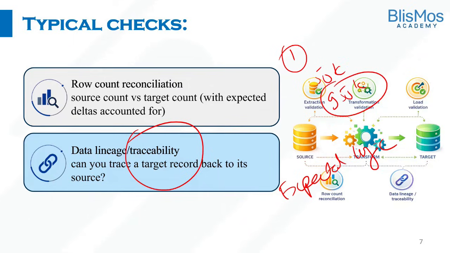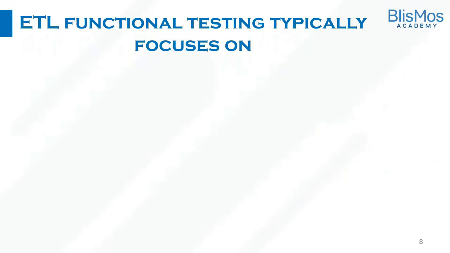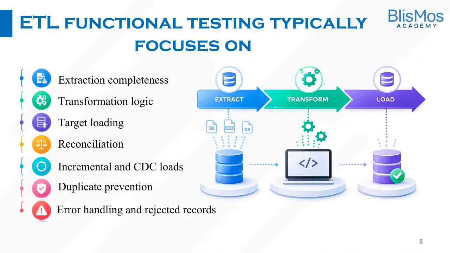While we do all these important checks, we also have different aspects of ETL functional testing. ETL functional testing typically focuses on extraction completeness to ensure all the required records are picked up. We validate the transformation logic to confirm the business rules are implemented accurately. Then we validate the target loading to confirm data reaches the destination correctly. We perform reconciliation between the stages. We also test incremental and CDC loads. When I say CDC, I'm talking about change data capture.